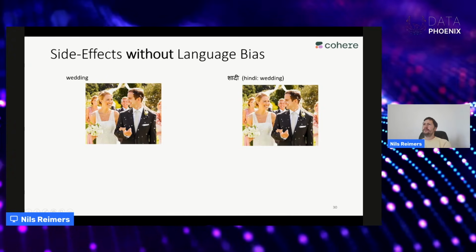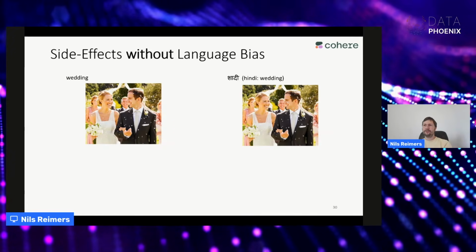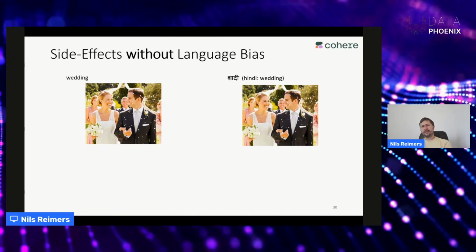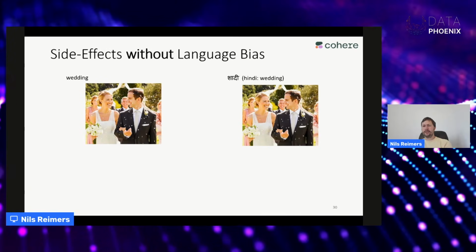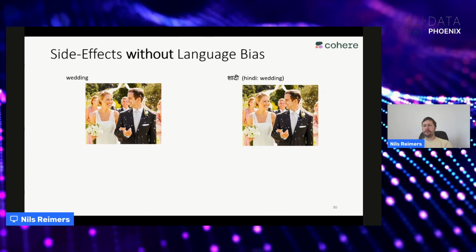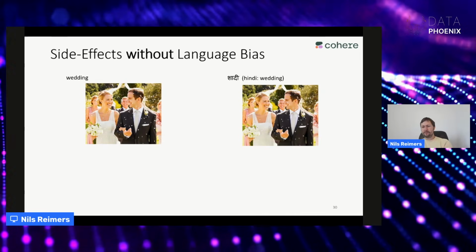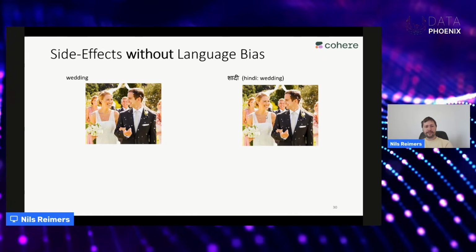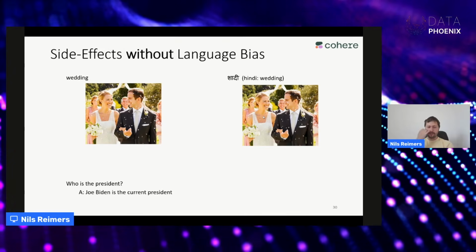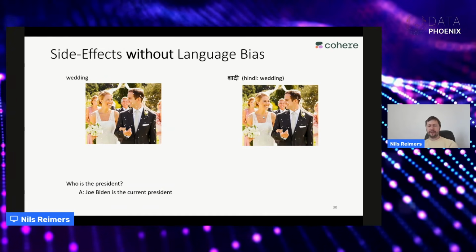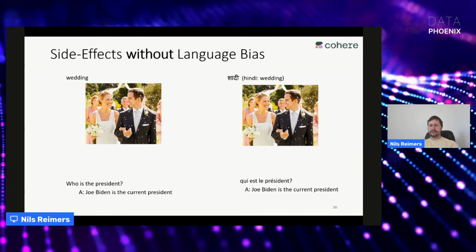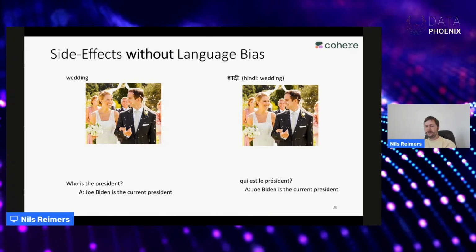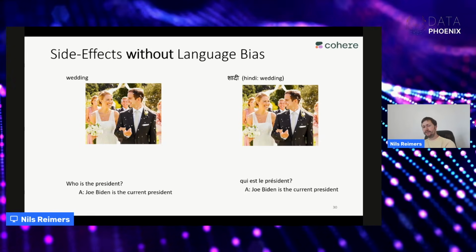But you could argue that if someone searches in Hindi, which is dominantly spoken in India, they might want a picture of an Indian wedding and not of a European or North American white people type of wedding. But again, the model is not aware of this, so it's not able to differentiate. Same if you ask, who's the president? You might want the answer, Joe Biden is the president. If you ask this in French and the model doesn't know that it's French, it will give the answer, Joe Biden is the current president.